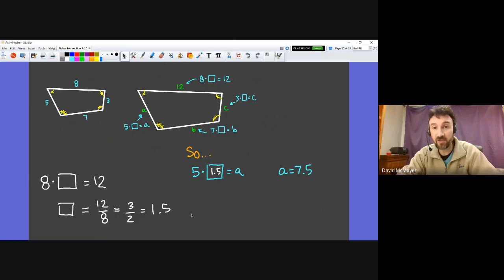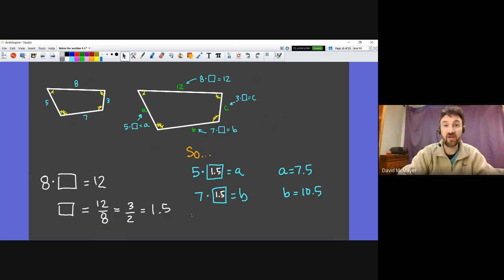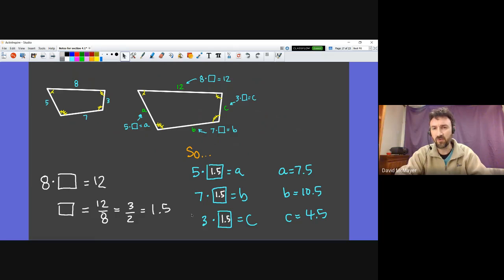You can do the same thing with side length B. 7 multiplied by something is B. 7 times 1.5 is B. We figured out that that box was 1.5 for all of the side lengths. That must mean B is 10.5. Are you already ahead of me? Did you already do 3 times 1.5? That's equal to 4.5, and that has to be the side length C.